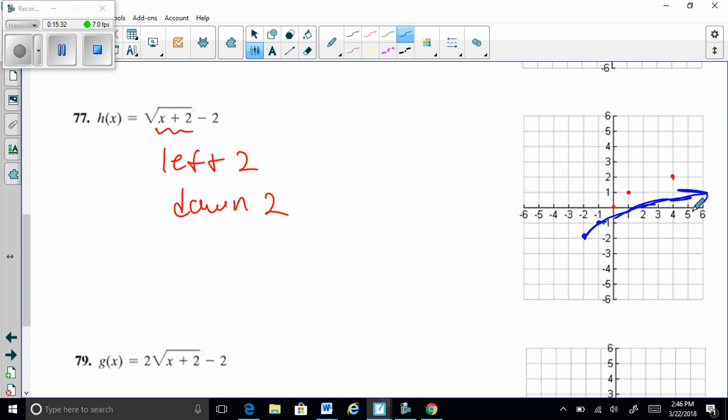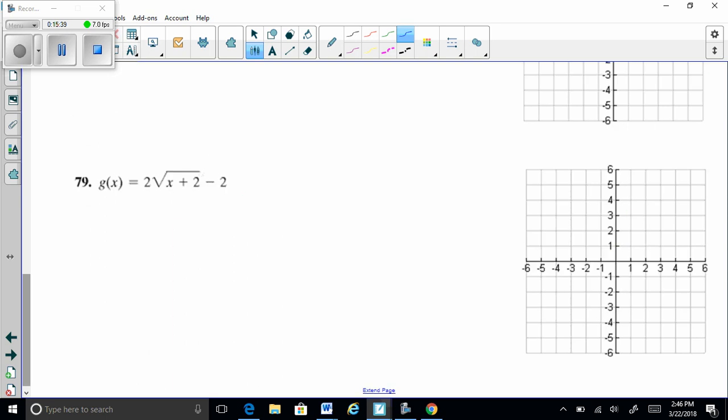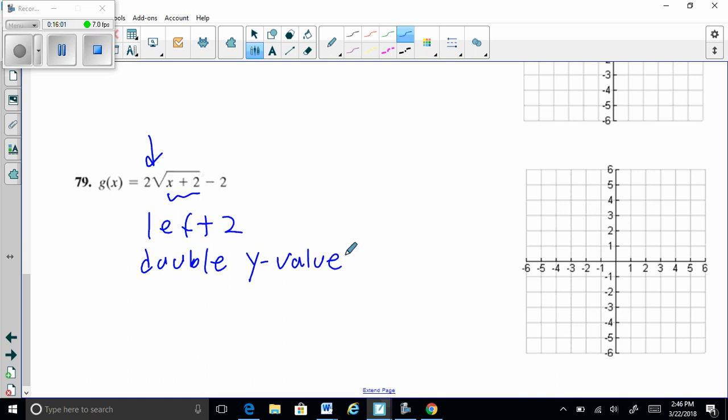That one wasn't bad. Okay, our last one that we're going to look at has 3 transformations, and it's really not all that difficult. You just got to make sure you do it in the right order. So horizontal first. So this time we're going to go left 2, and then let's see, we're going to stretch and we're going to go down 2. So you got to stretch first. So we're going to double the y values, and then last we're going to go down 2.